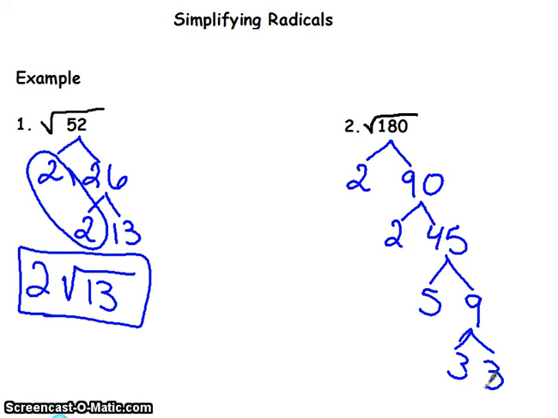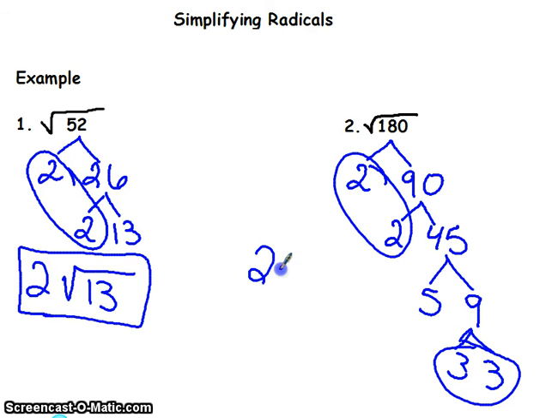So what I'm going to do is circle the ones I have doubles of. I have 2's and I have 3's. I have doubles of those. So I can bring 1 out. I can bring 1 2 out, and I can bring 1 3 out. And then what's left in my radical is a 5.